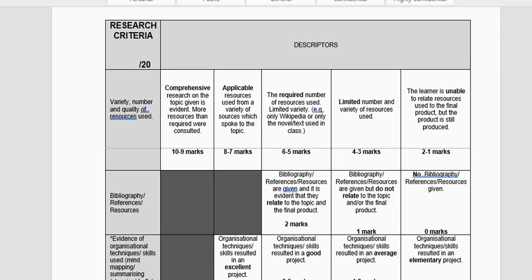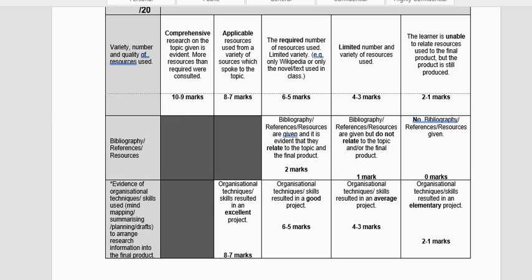But they are all from the same source. Then you would give the learner 6 to 5 marks. Variety and number and quality of resources used. When it's applicable, you would say applicable resources used, from a variety of sources, and they all relate to the topic. And this one, comprehensive research was done. More evidence was given than required, and they all relate to the topic. So make sure you understand the descriptors yourself.